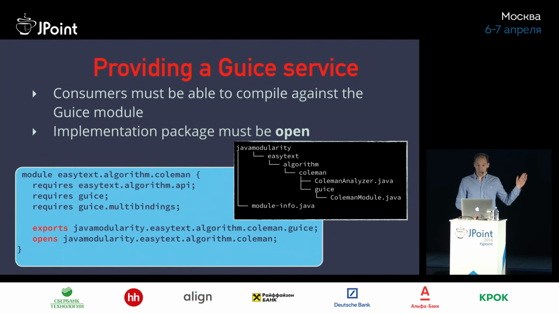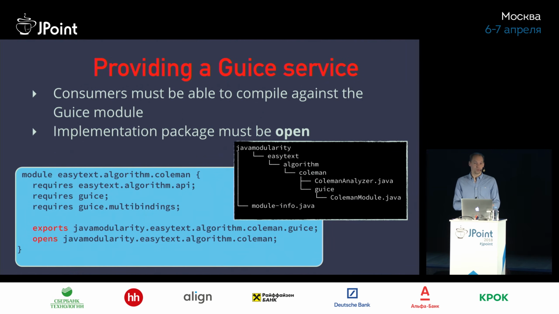Now on the top we see that we still require EasyText algorithm API, which makes sense because it contains the analyzer interface, but we now also require Juice and the Juice multi-bindings module. And multi-bindings is just so that you can bind multiple implementations for a single given type. But does this mean that Juice and Juice multi-bindings are actual Java modules? No, that's not the case. These are so-called automatic modules. And if you want to know more about that, again, watch Rabea's talk from yesterday online. And she explains everything about them.